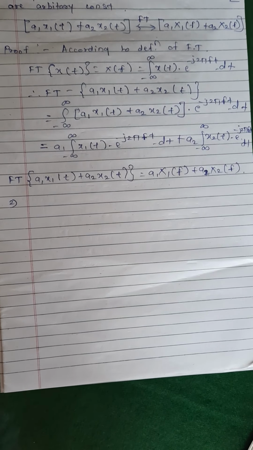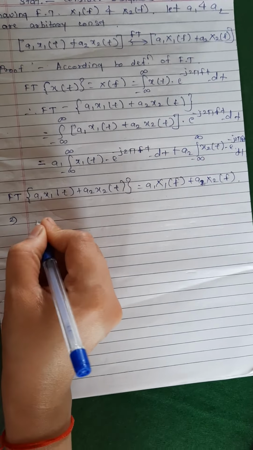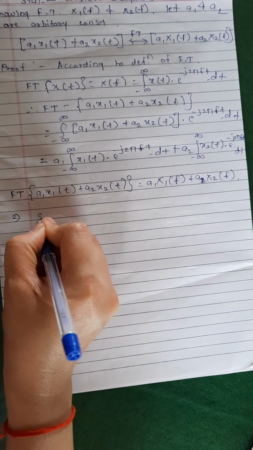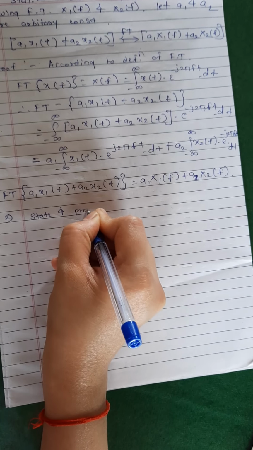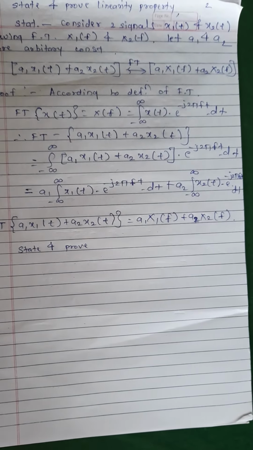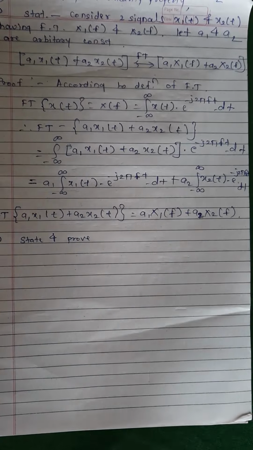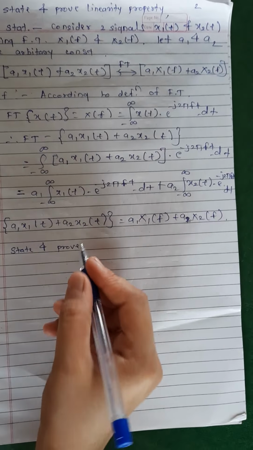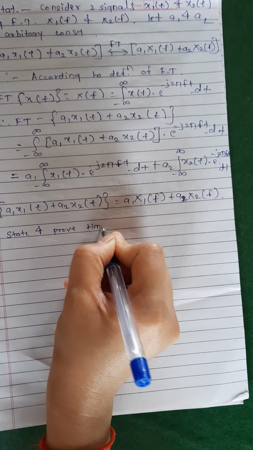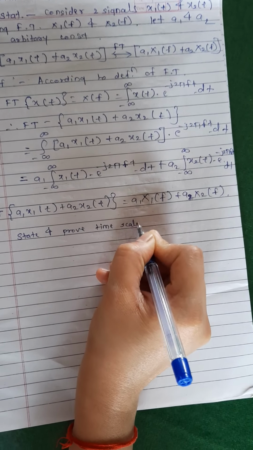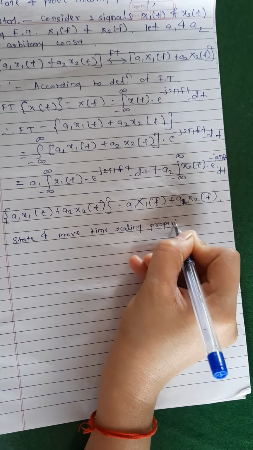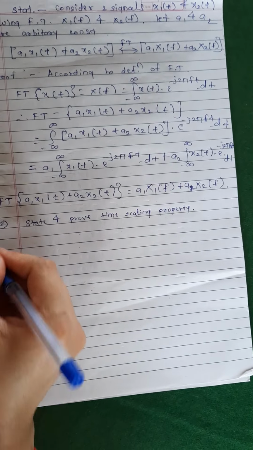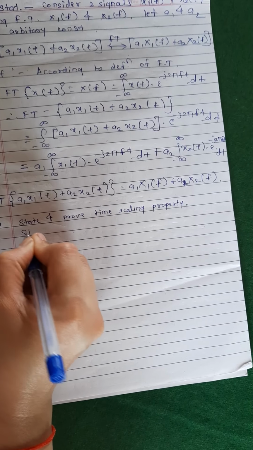Next property is the time scaling property. So next is state and prove. State and prove the time scaling property. So first we write the statement.